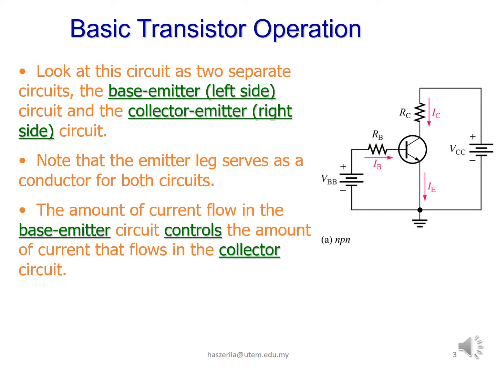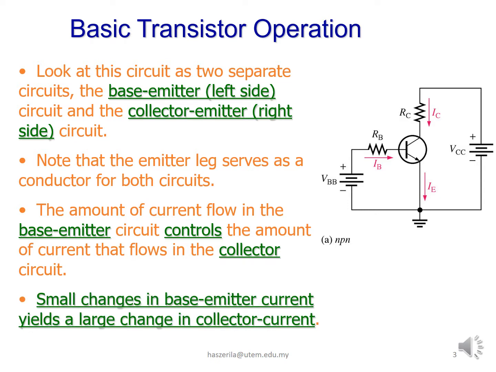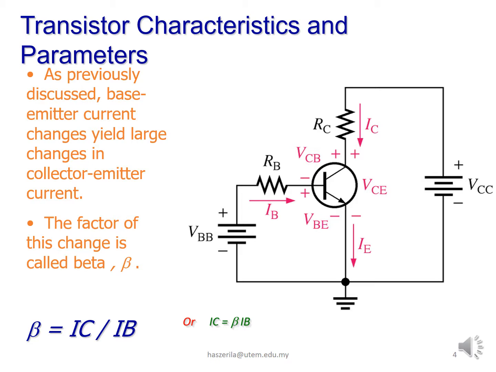The amount of current flow in the base-emitter circuit controls the amount of current that flows in the collector circuit. Small changes in base-emitter current yield a large change in the collector current. As discussed in the previous slide, the base-emitter current changes yield large changes in the collector-emitter current. The factor of this change is called the beta. Beta is equal to IC divided by IB, or IC is equal to beta times IB.